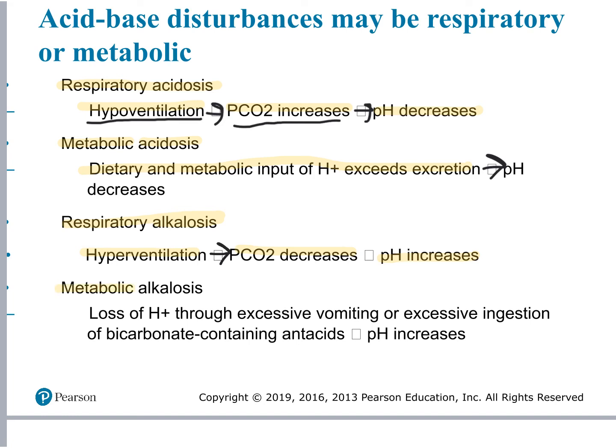All right, then we have metabolic alkalosis. So with metabolic alkalosis, we have a loss of hydrogen ion, usually due to excessive vomiting or excessive ingestion of bicarbonate-containing antacids. Overdosing on your Tums or Rolaids will cause a metabolic alkalosis. So you have a loss of hydrogen ion through excessive vomiting or an increase in taking too many bicarbonates. And when that happens, that's going to increase your pH and make you more alkaline. So it's a metabolic alkalosis.